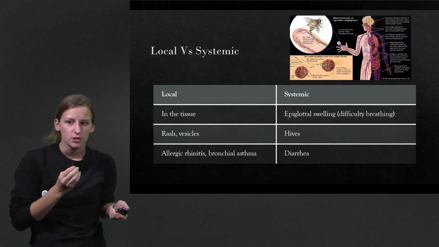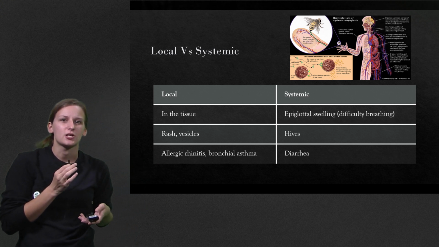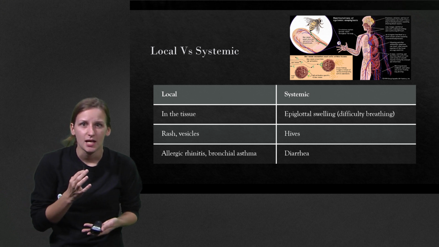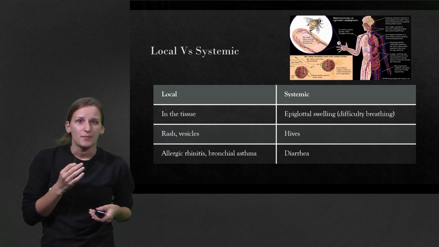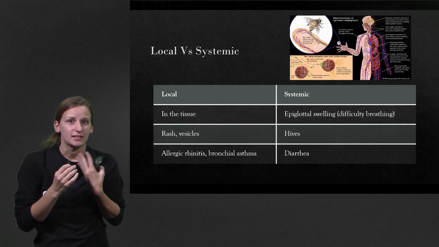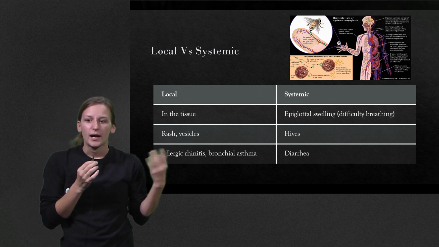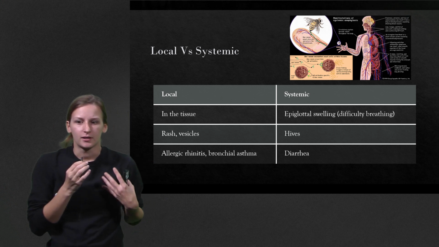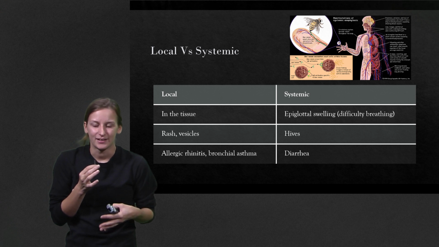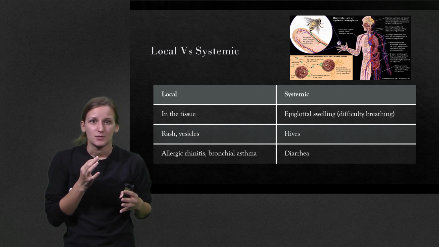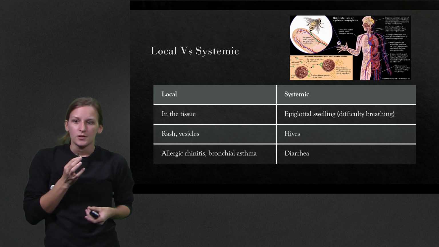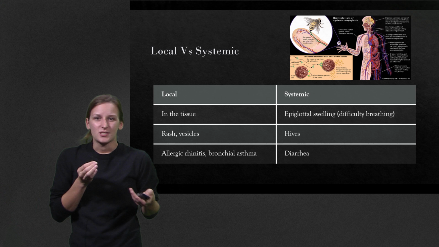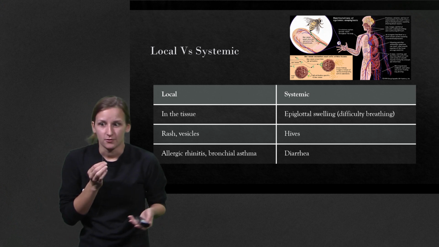It's also important to know the difference between local and systemic. This one's really intuitive because local is just around the tissue itself. You've got a rash, vesicles. If it's allergic asthma, it's going to be localized in that throat area. Whereas systemic is going to be all around. Your blood pressure drops, or you have difficulty breathing, diarrhea. You're going to have a myriad of symptoms, and it can be life-threatening. So knowing the difference between systemic and local is helpful in determining treatment. Are we going to just use a topical ointment, or do we need to use epinephrine, for instance?